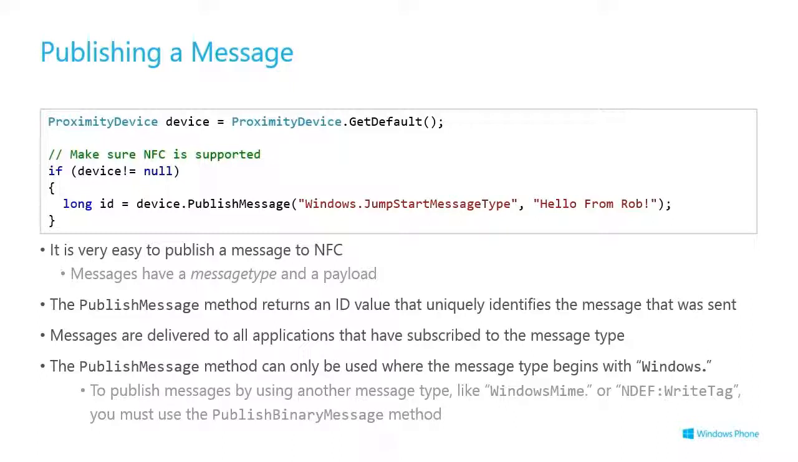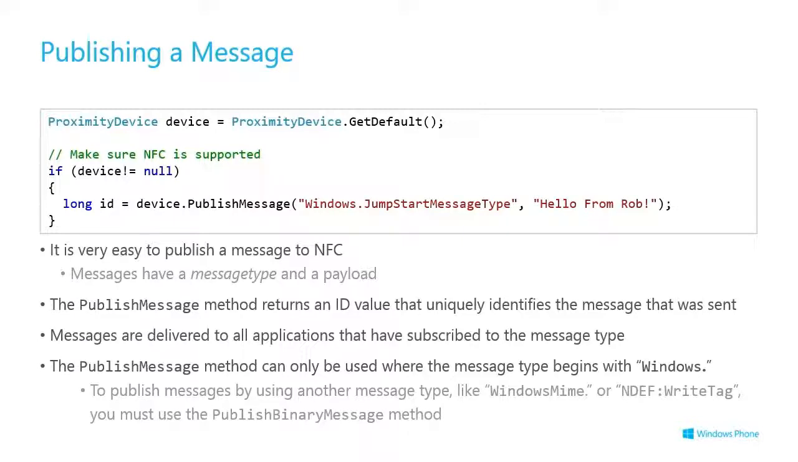The first parameter will be the actual message type. It's just a string, but it has to begin with Windows dot in order for publish message to work. So it's got to be Windows dot something, and what you put after that is entirely up to you. Your own unique string identifier message type, and then the actual data that you want to send across. And you get back an ID value. You need to save that because at some point later on you want to unpublish these things.